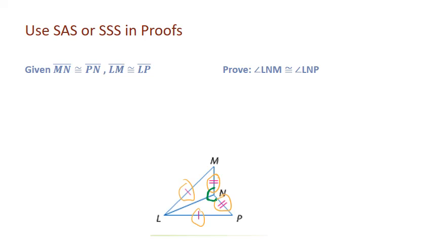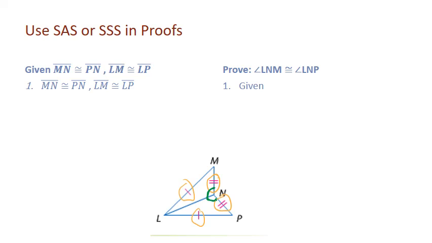Okay, well, we love two-column proofs, don't we? Let's start. Segment MN is congruent to PN, and segment LM is congruent to segment LP. We start our proofs off by just restating the given, so the reason is given. Simple enough.